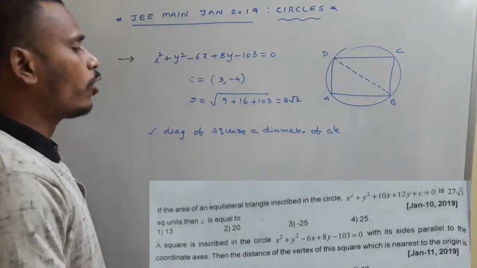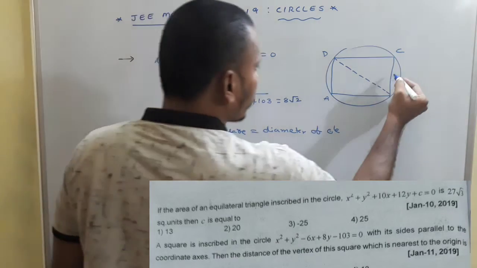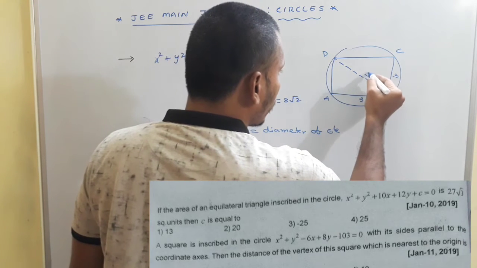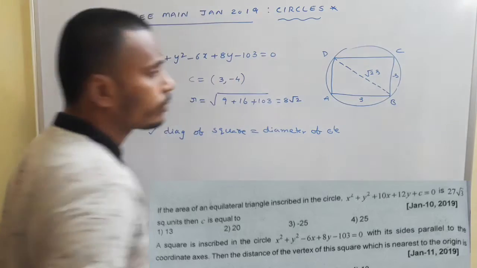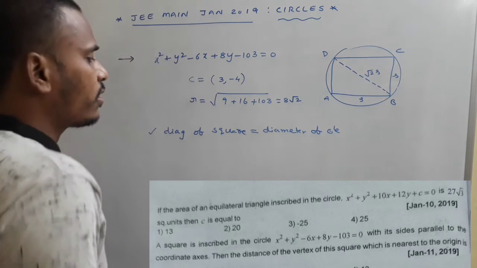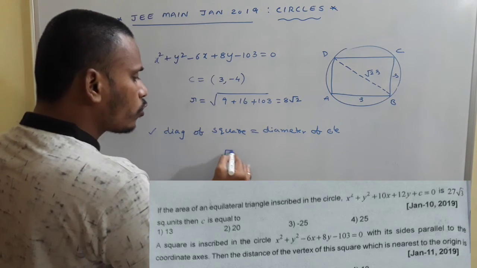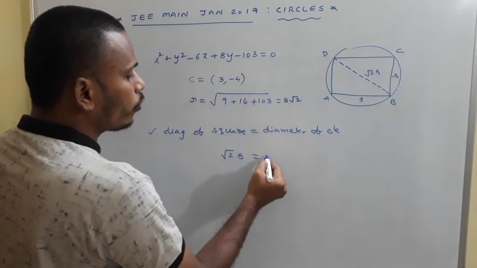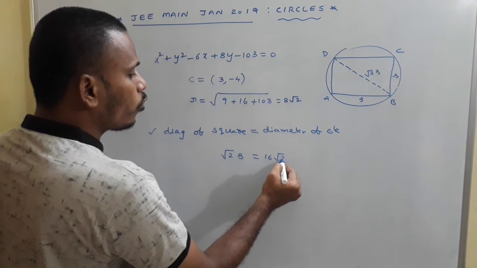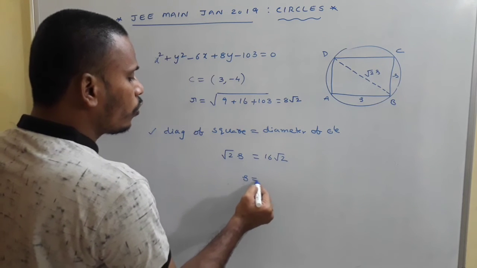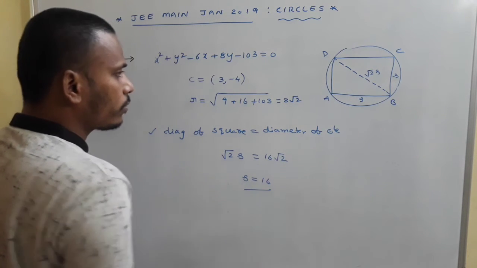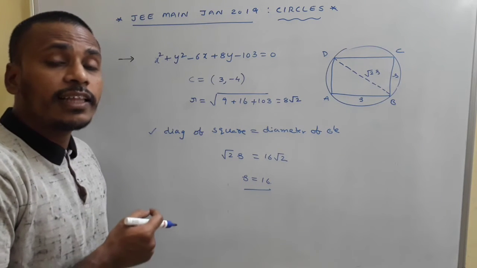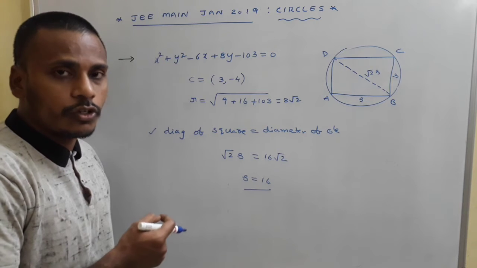What is the diagonal of the square? If we treat the side length of the square as s, then the diagonal of the square is root 2 s. If the side is s, then diagonal is root 2 s. So root 2 s is equal to diameter. Radius is 8 root 2, so diameter will become 16 root 2. If you cancel out root 2, you will get s is equal to 16. So s is equal to 16 means the side length of this square is 16 units.